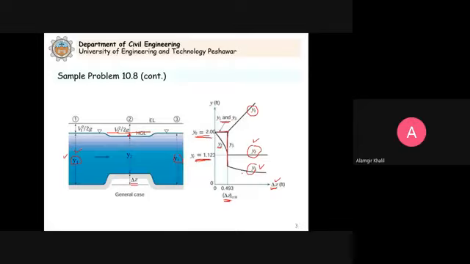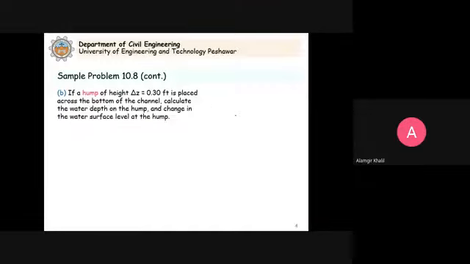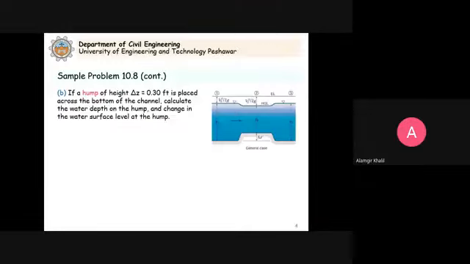So let us solve the different parts. We will see whether these conditions shown here in the figure are fulfilled or not. Clear? Now the part B of the question is: if a hump of height delta z equal to 0.30 feet is placed across the bottom of the channel, calculate the water depth on the hump and the change in the water surface level at the hump. So what is given in this part is that we introduce a hump height, delta z, which is now equal to 0.3 feet.